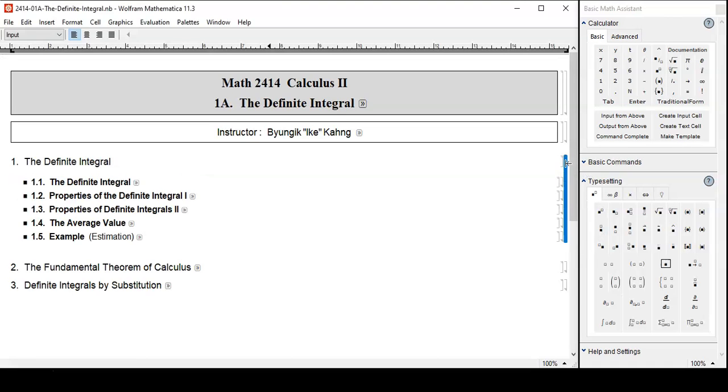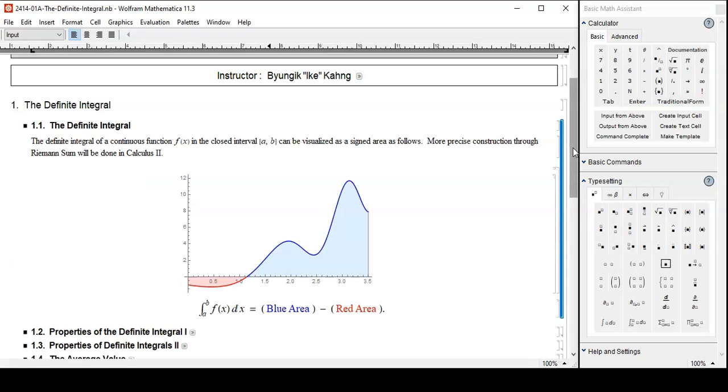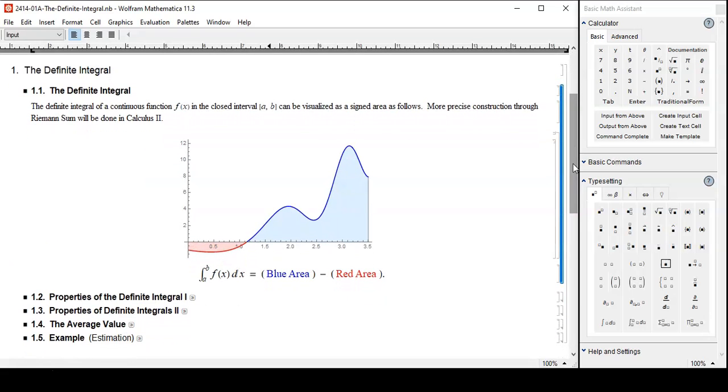First, the definite integral. In Calculus 1, we use this graphical explanation to explain the definite integral. Basically, it is a signed area. Above the x-axis, positive, below the x-axis, negative, and then add them up. Roughly speaking, in this case, it is blue area minus red area, because the red part is negative and the blue part is positive. So if you add them up, you get the signed area, which is a definite integral.